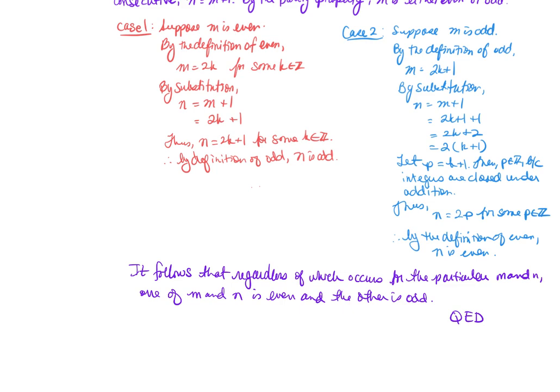If you wanted to say it follows that regardless of which case occurs, I just realized I forgot a word, which case occurs. There you go. For the particular m and n, you could say when m is even, then n is odd, and when m is odd, then n is even. You can also write it out that way.